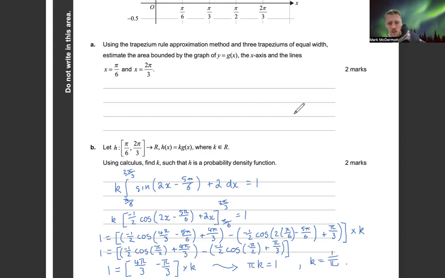I thought that question was pretty brutal, but it's actually doable. You just have to be very careful with how you go about things and all the substitutions you make. Hopefully that's correct. Maybe I'll just add before I move on that this actually simplifies nicely. Cosine of pi on 2 is 0, and cosine of negative pi on 2 is 0, so those terms disappear, and you're just left with 4 pi on 3 minus pi on 3, which is pi.